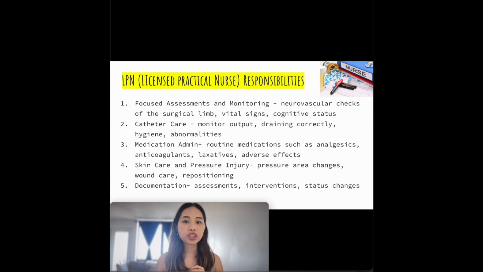So you can monitor the output of the patient, making sure the catheter is draining correctly, proper hygiene, right? You can do some teaching around that as well if you want, and also abnormalities. If there's any sediment, if there's any blood, things like that. So you would report the abnormalities to the RN as well and maintain catheter hygiene.